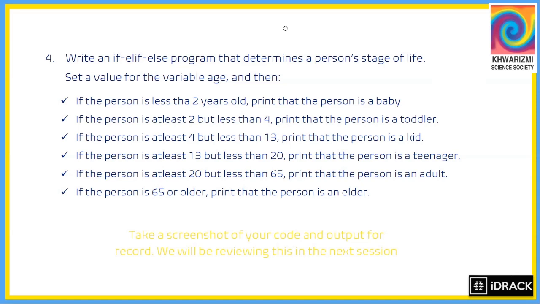So exercise 4 is combining if and else if statements. And what you're supposed to do here is essentially determine a person's stage of life.